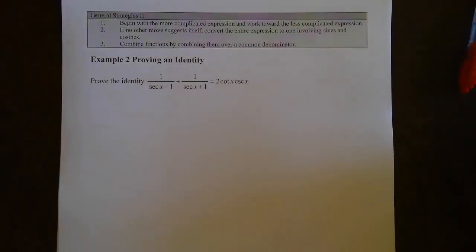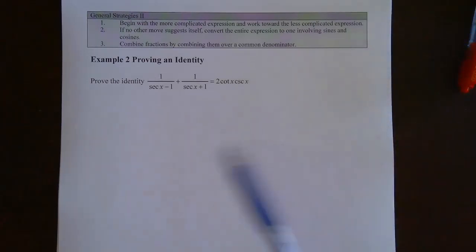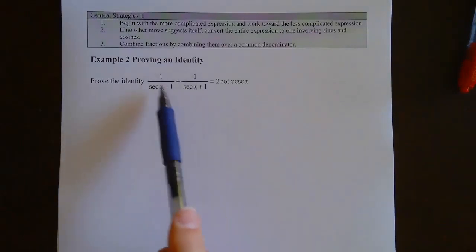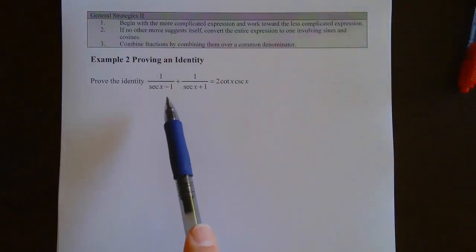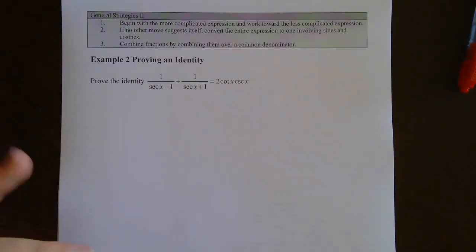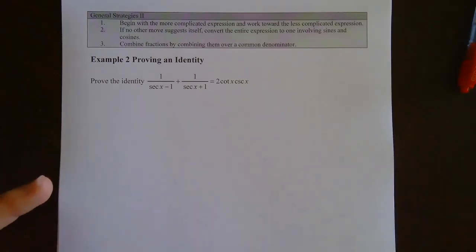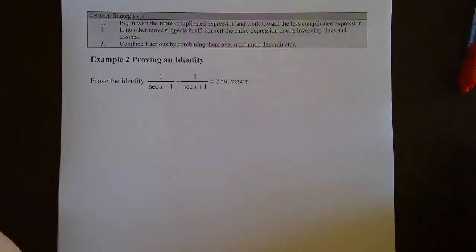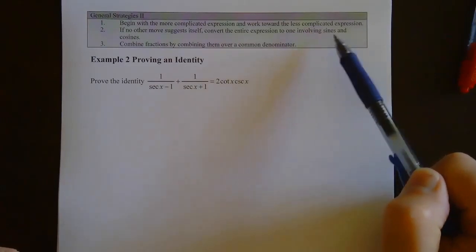So some more strategies here that I want to go over. One of them is this: begin, like I said earlier, with the more complicated expression and then work towards the less complicated expression. So in this one, this left side is the more complicated expression, because we have fractions and then we're adding, and that gives you stuff that you can do. If you have fractions, you might get a common denominator in order to add them. And then if no other move suggests itself, convert the entire expression to one involving sines and cosines.